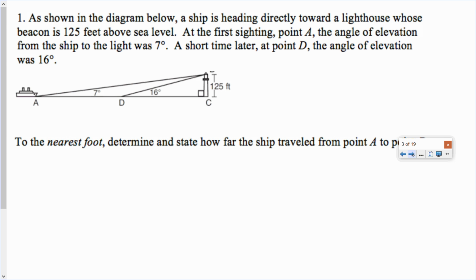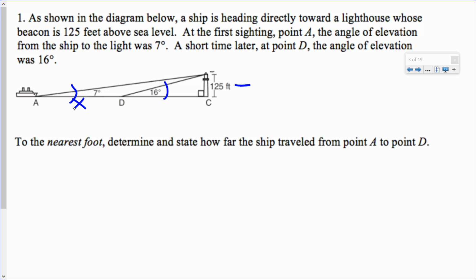As shown in the diagram below, a ship is headed directly toward a lighthouse whose beacon is 125 feet above sea level. I see that 125 is in the picture already, so that's great. At the first sighting, point A, the angle of elevation was 7. Great. That's in the picture already. Later it was 16. 16 was here, 7 was there. Those are both in the picture. And it's asking for how far the ship traveled from point A to point D. So it's asking for that.